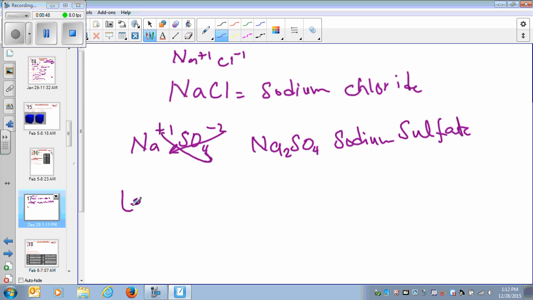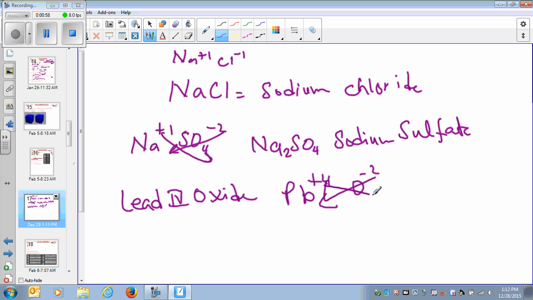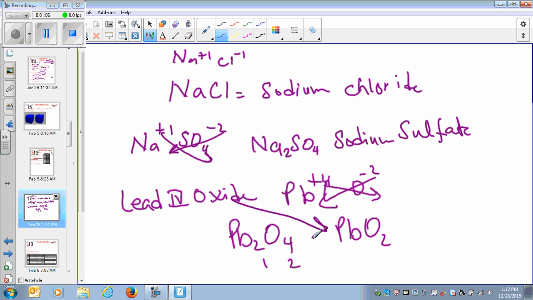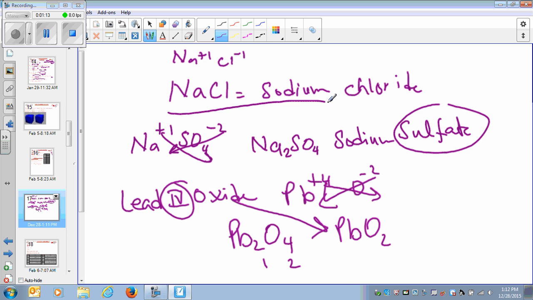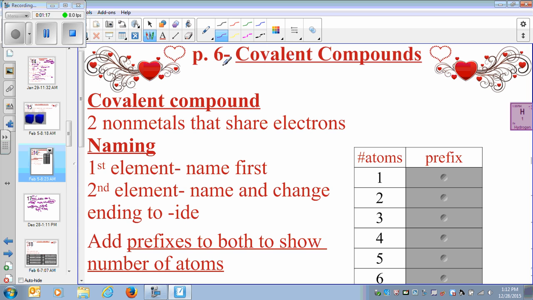So then we learned about Roman numerals. Okay, lead 4 oxide. That means I have Pb plus 4, oxygen minus 2. So I get Pb2O4, and I simplify it. So the formula is PbO2. This is lead 4 oxide. So we learned about Roman numerals, polyatomic ions, and simple compounds. But this story is much different and easier.